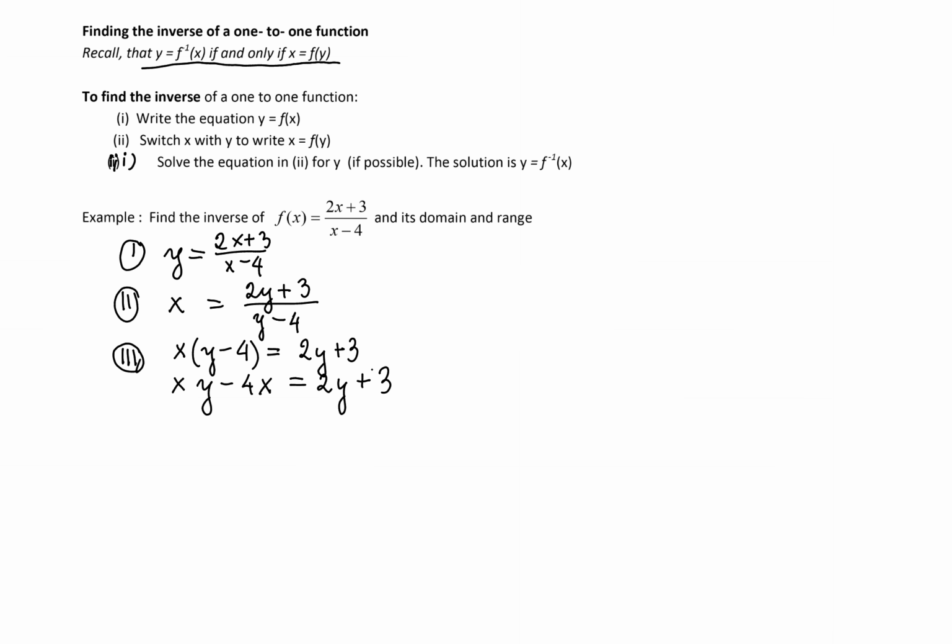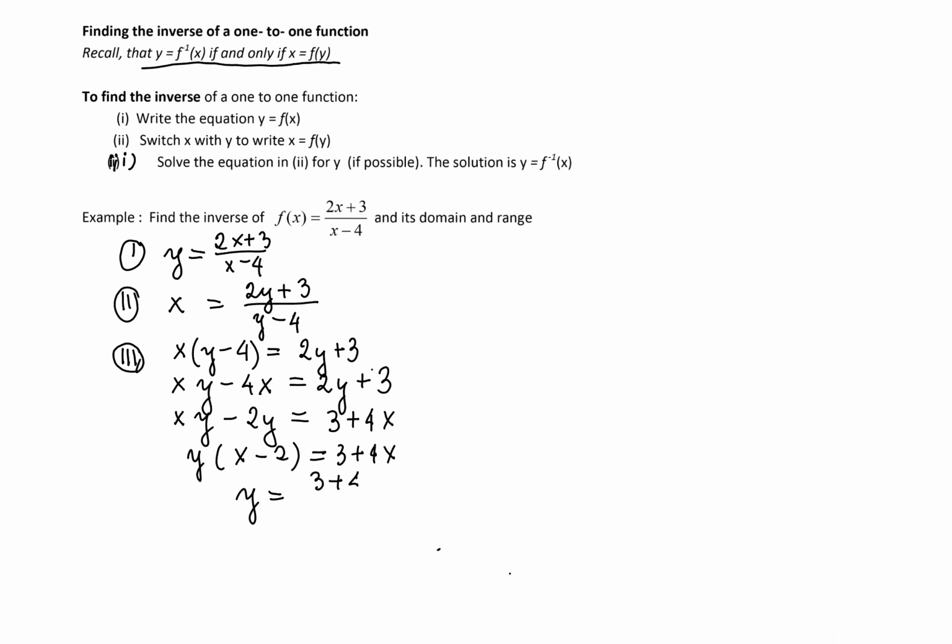Then we'll group the terms with the y on one side and the terms without y on the other side. So we'll have xy stays on the left, 4x will go on the other side, 2y is going to come to the left, and on the right we'll have 3 plus 4x. Since y appears in two terms, we can factor out y to get y times x minus 2 is equal to 3 plus 4x. And to compute y, we have to divide both sides by x minus 2.